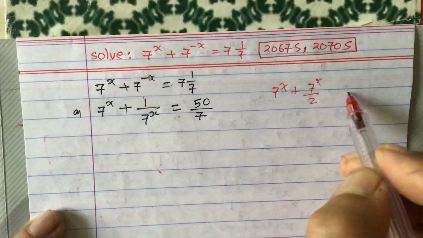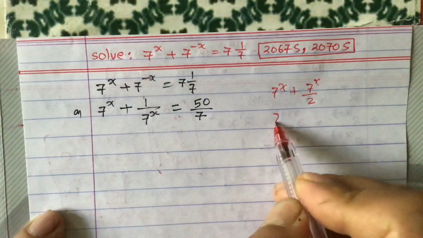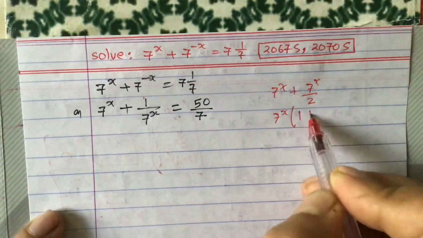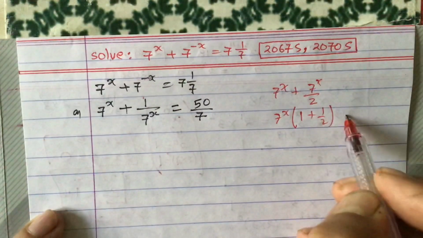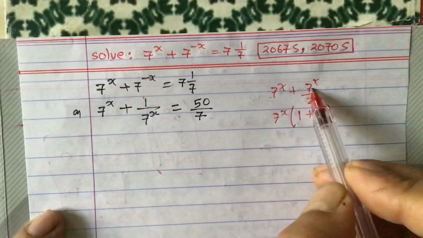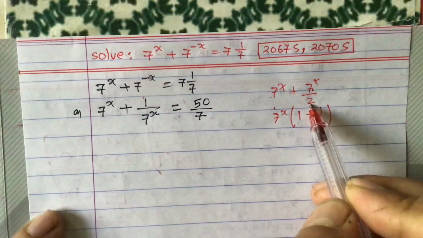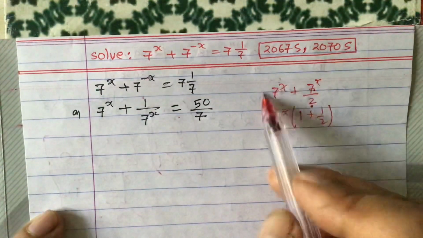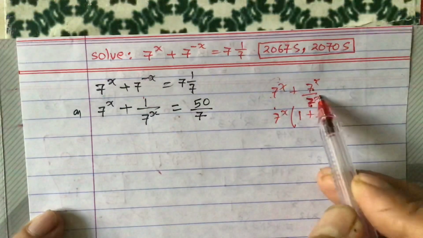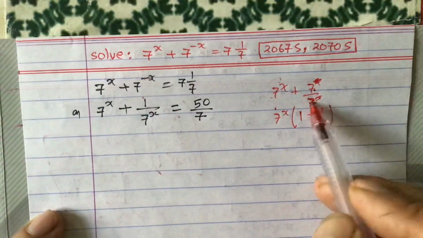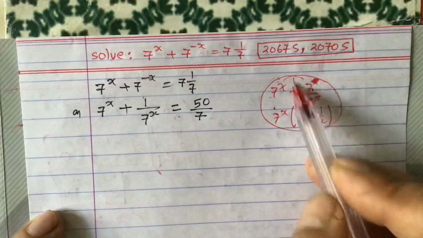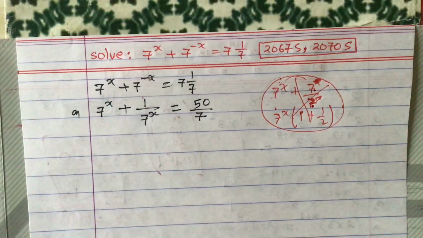So see, if it is 7 power x plus somewhere 7 power x divided by 2, like this, then what can we do? We can take 7 to the power x common, 1 plus 1 by 2. We can solve this way. If both are in the numerator we can take common, and if both are in the denominator we can take common. But if one is in the numerator and another in the denominator, then we cannot take common. That is quite a different type.